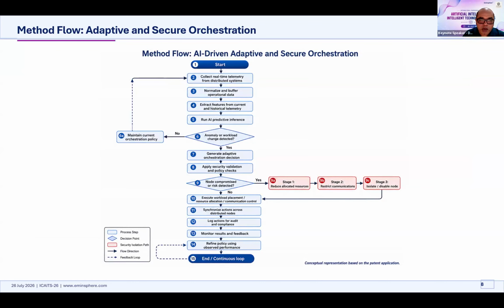The method flow, adaptive and secure orchestration, shows this process begins by collecting telemetry. The telemetry is then normalized and buffered so information coming from different systems can be processed consistently. Relevant features are extracted and passed to the inference layer. The system then determines whether there is an important workload change, abnormality, or security concern. When no significant change is detected, monitoring simply continues. When a change is identified, however, the framework generates an adaptive orchestration decision.